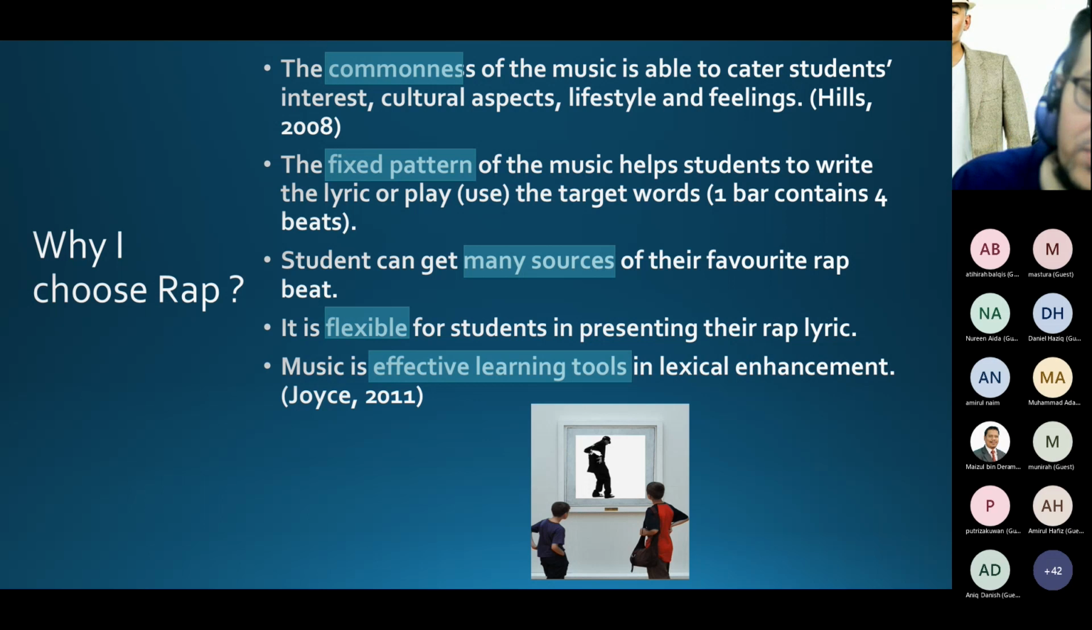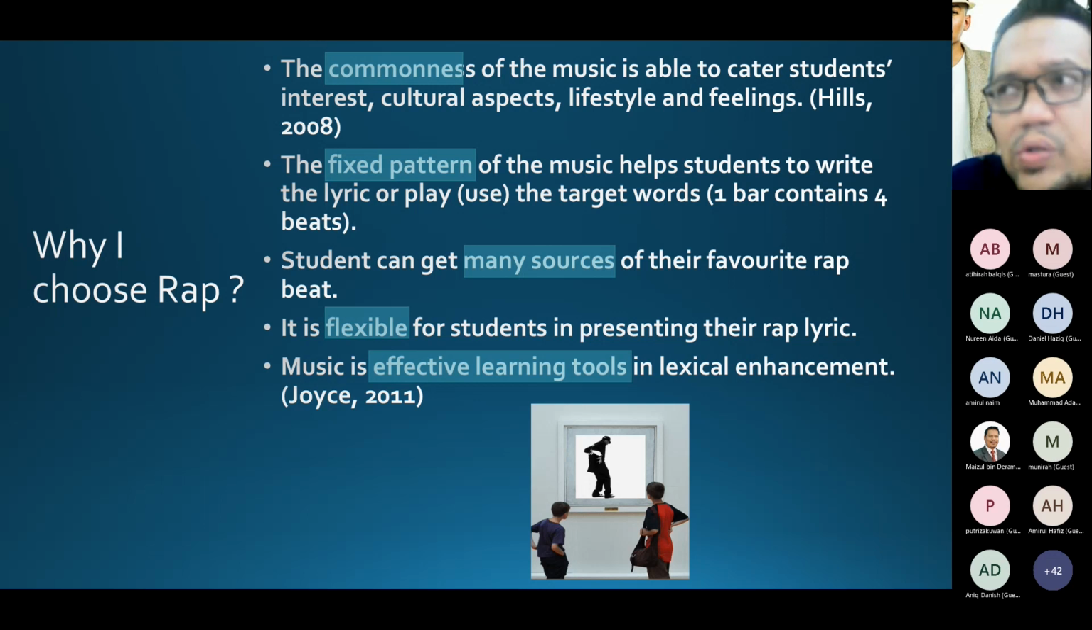Okay, but why I choose this genre? Because of the commonness of the music. We're talking about when we have a variety of students. You have a different style, you have a different interest, you have a different cultural aspect. Even though most of you are Malay, you have different cultural aspect, lifestyle and feeling, of course. This is actually by Hill. So the commonness or universality of the music make me think that this is actually the right genre that I can use with my student.